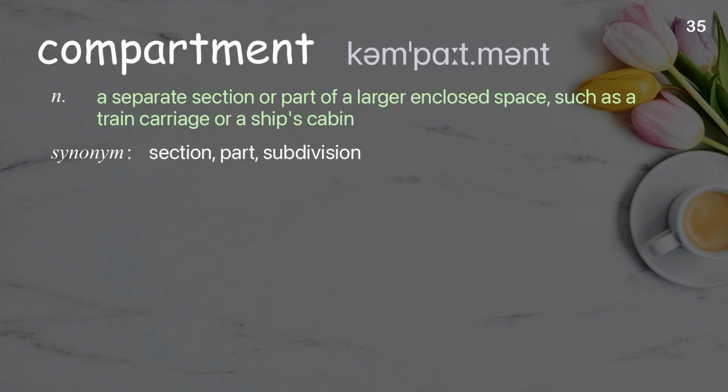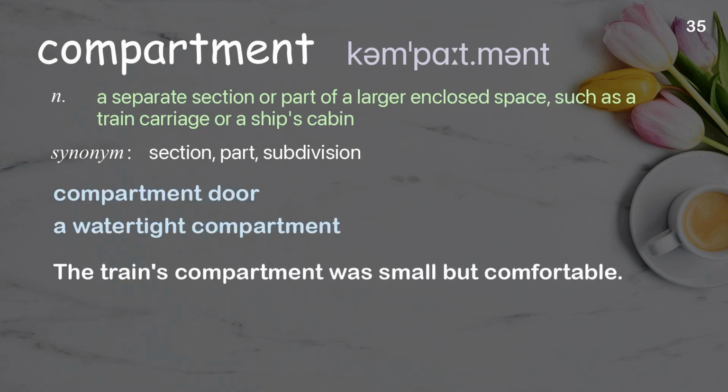Compartment. A separate section or part of a larger enclosed space, such as a train carriage or a ship's cabin. Examples: Compartment door. A watertight compartment. The train's compartment was small but comfortable.